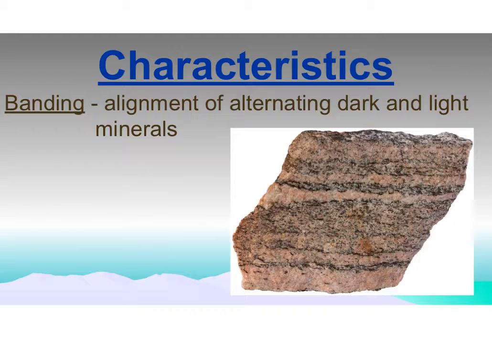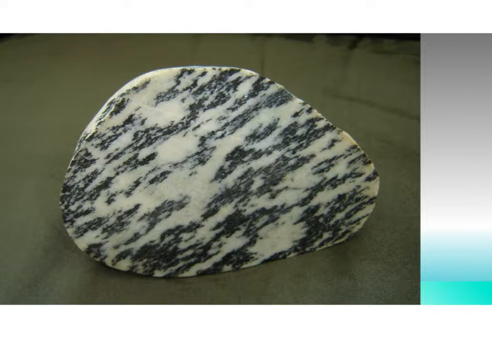And sometimes you have so much pressure, or the pressure has lasted for so long, that the foliation is really intense. And sometimes when that foliation is really intense, you have something called banding. This is where you have bands of light colored minerals and dark colored minerals, and we call it banding. So you have this alignment of alternating dark and light minerals. Here's another example of banding. You can see here's some dark minerals, and then here are some light minerals, and they're alternating, right? They're going back and forth.